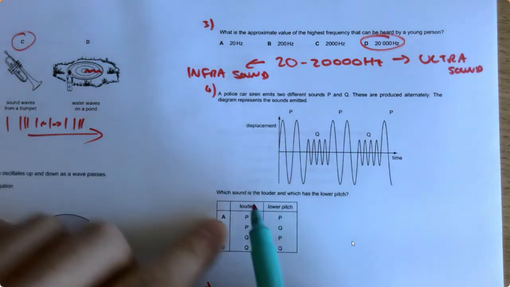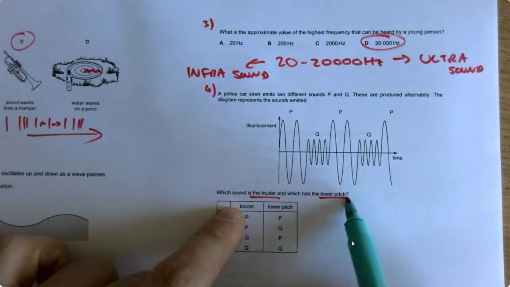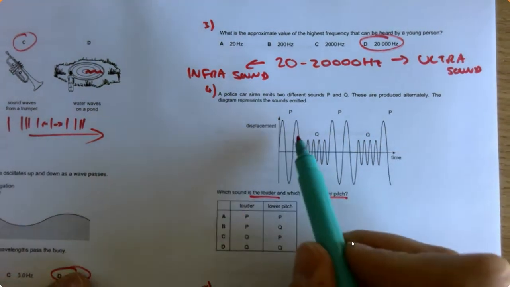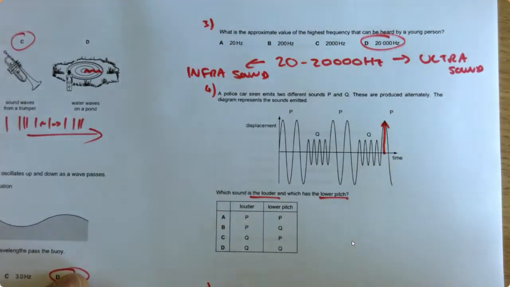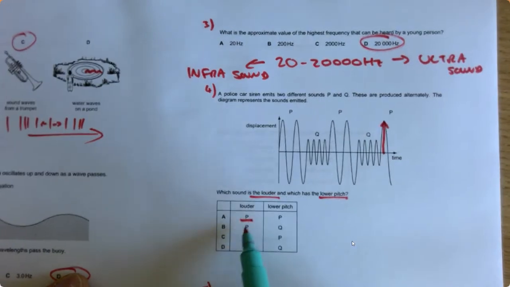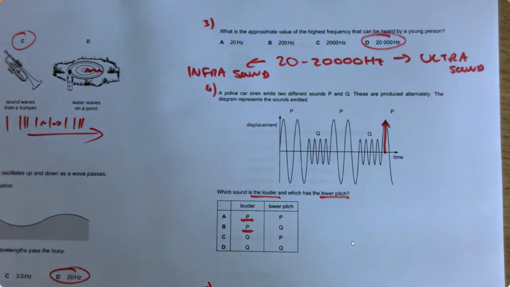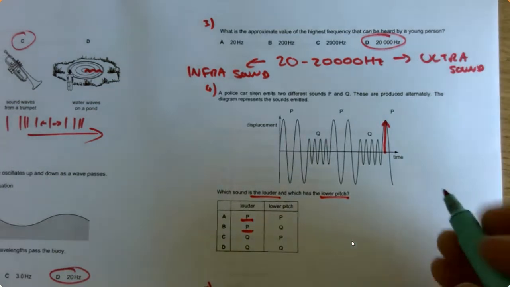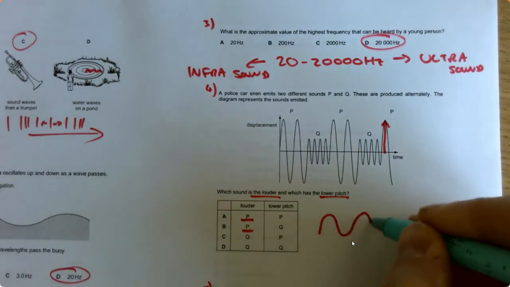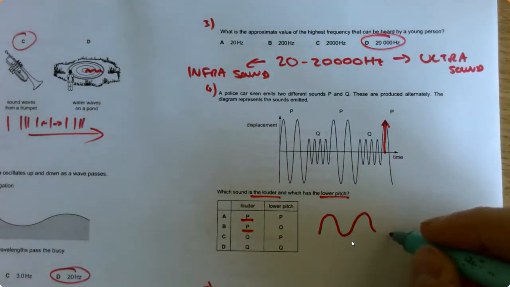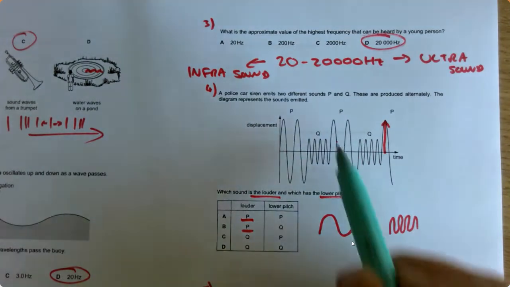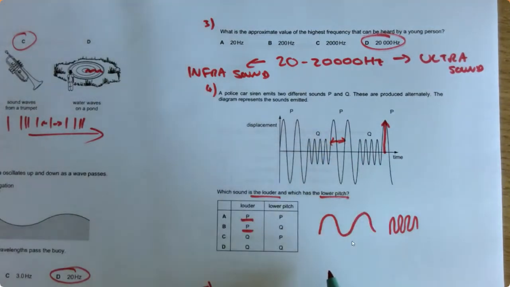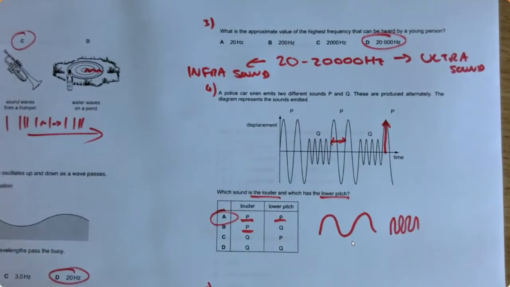Question 4, which sound is louder? Which has the lower pitch? So the loudest sound, the loudness relates to the amplitude. This is the amplitude, so it's got to be either A or B. And the lower pitch, well, pitch relates to frequency. So this has a lower frequency compared to this. So this has a higher pitch compared to this. So lower pitch is also going to be P. So the answer is A.